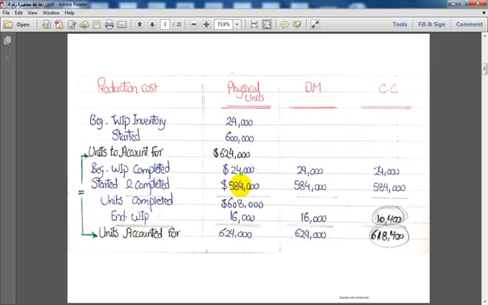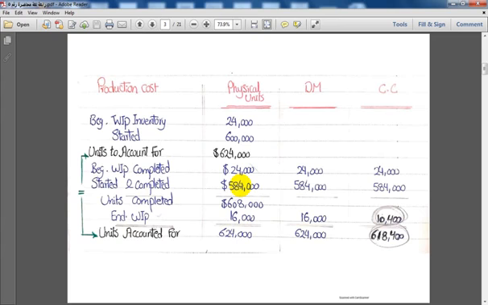The second part of the report, or the last three steps of the report, represent cost data. Step number 4, we have to calculate the total cost to account for. The total cost to account for equals beginning work in process cost plus the current period cost.